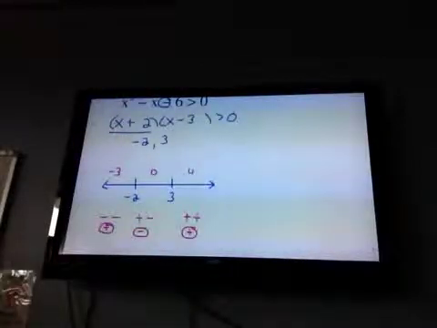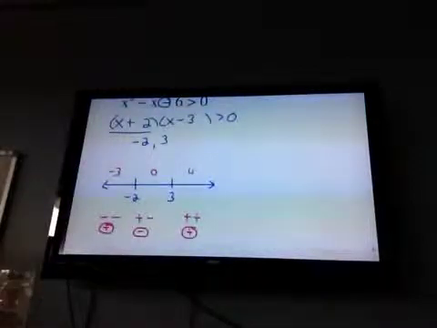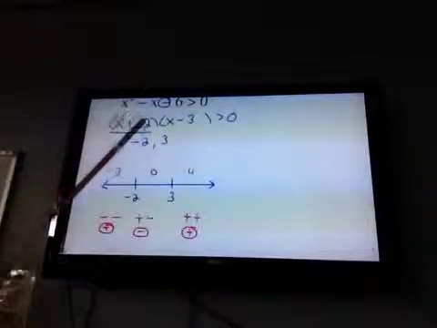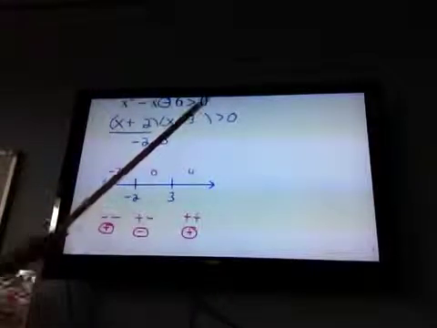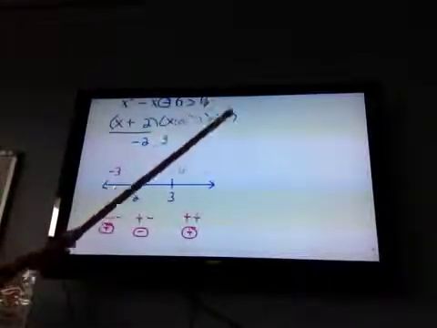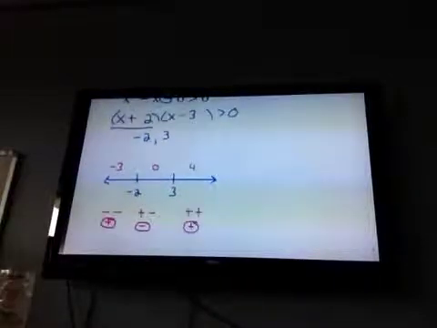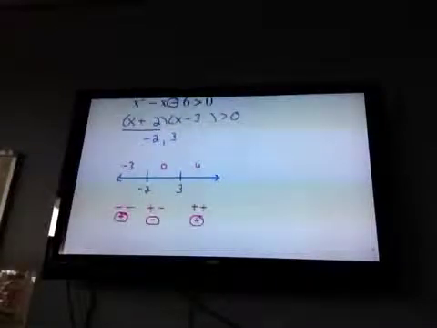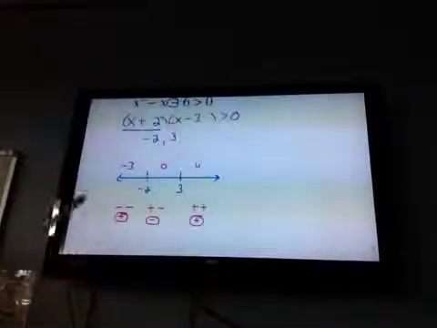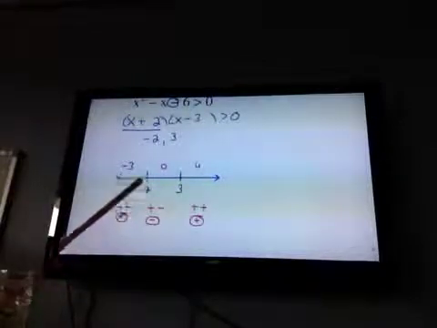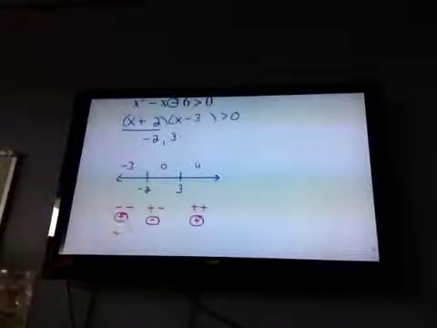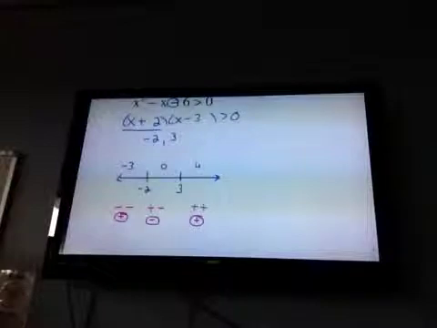Okay, does that make sense so far? So then I go back to my question. What am I looking for? I'm looking for the numbers, the x's, that make this greater than 0. And greater than 0 is a positive number. So we go back to our little chart that we just made. And where are the positives? As we just said, they're the numbers less than -2, which looks like this.